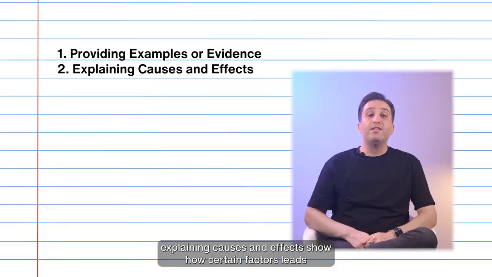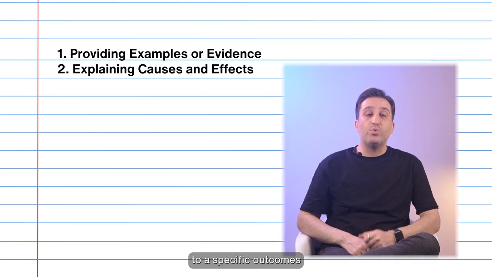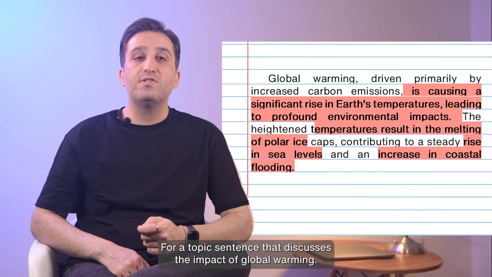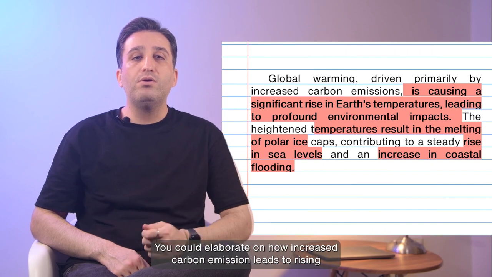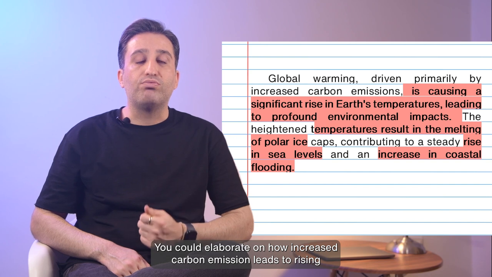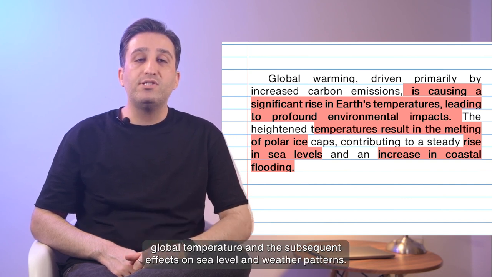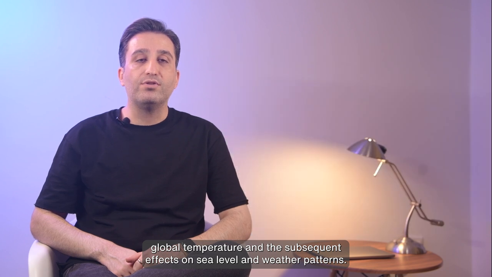Explaining causes and effects shows how certain factors lead to specific outcomes. For a topic sentence that discusses the impact of global warming, you could elaborate on how increased carbon emissions lead to rising global temperatures and the subsequent effects on sea level and weather patterns.